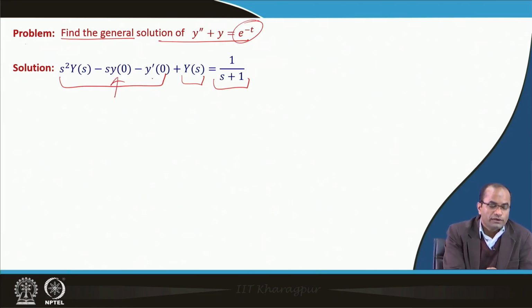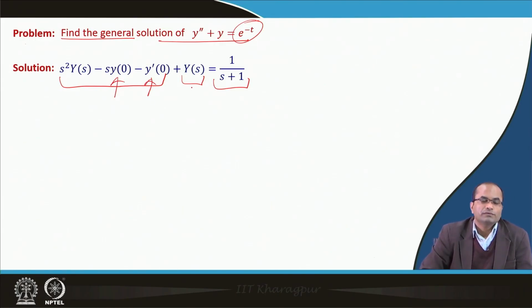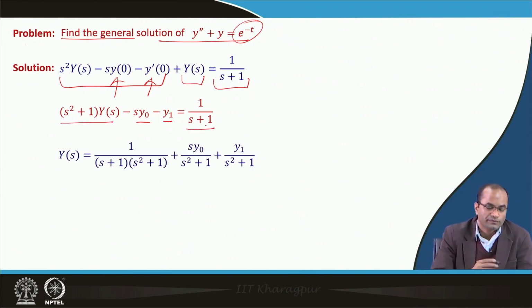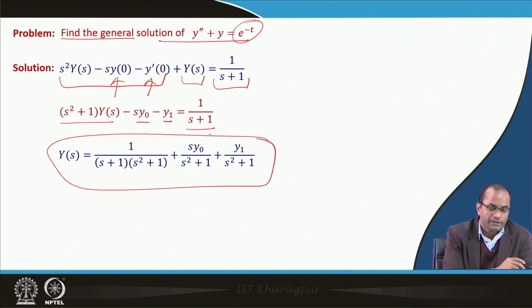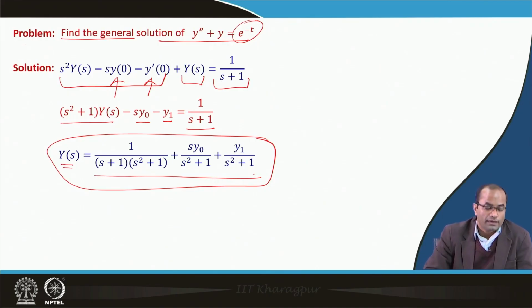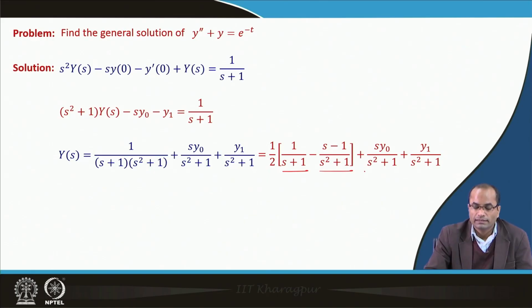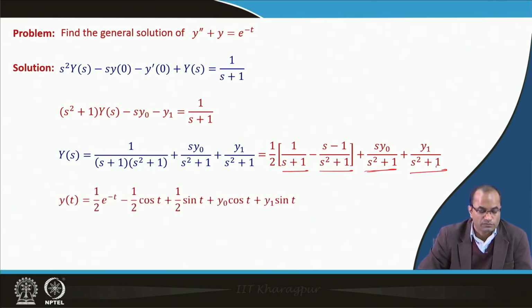Here, y(0) and y prime (0) are not given, so we will just take them as some constants. Let us take y naught and y 1, and then we have (s square plus 1) Y(s) equal to this. We will again bring it into the form that Y(s) is equal to this function of s, and then here we can do partial fractions. That means we have 1 over (s plus 1)(s square plus 1), and with y naught we have s over s square plus 1, and with y 1 we have 1 over s square plus 1.